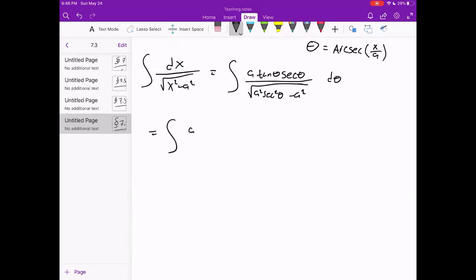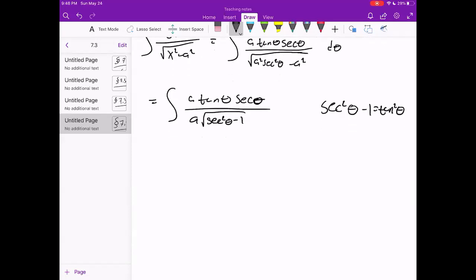So up top, I still have a tan theta secant theta. Pull the a out of the radical on the bottom, and we get the square root of a squared, which is a, times secant squared theta minus 1. We're going to use the identity that secant squared theta minus 1 is equal to tan squared theta. That comes from sine squared plus cosine squared equals 1. If you divide everything by cosine squared, you can rearrange it into that. Don't forget my d theta.